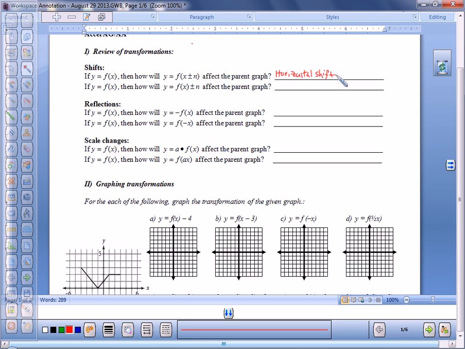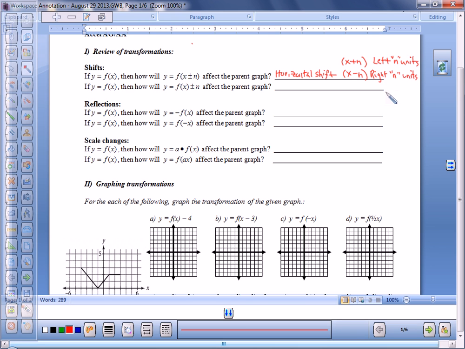Now remember, when it is grouped with the x, we always do the opposite. So if we had x plus n, we think opposite. What's the opposite of a positive n? Negative n. So this would send us left n units. Did you remember that? I did remember that. Okay, so if we had x minus n, we always think opposite when it's grouped with the x. That would shift it right n units.